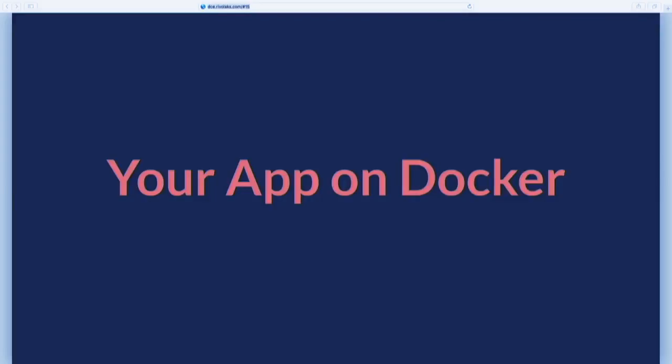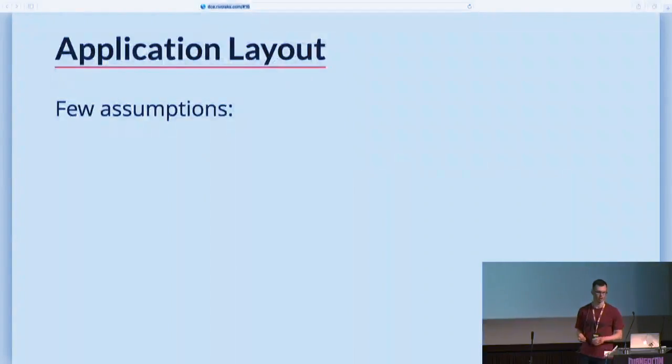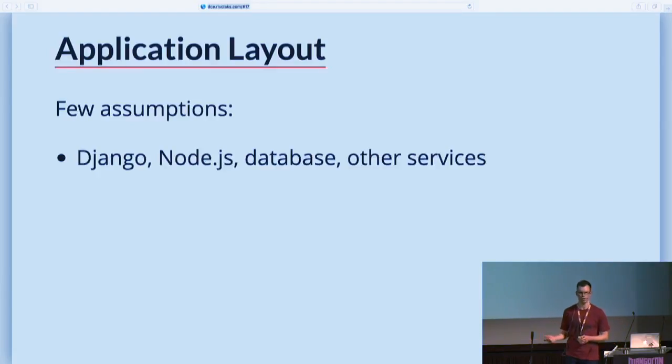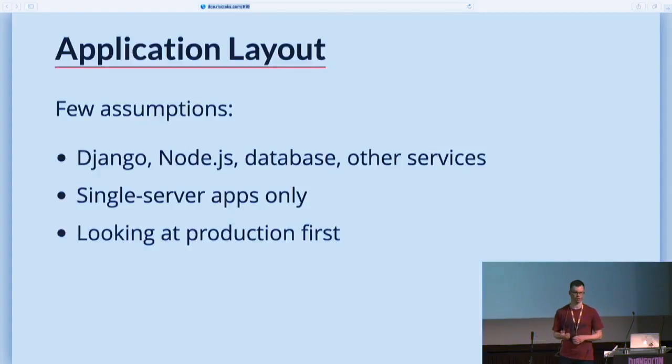And let's continue by taking a look at how we decided to run our applications on Docker. Let's begin by taking a look at the application layout and making a few assumptions about what our applications look like. So we'll be talking about applications that have the Django part. Also, we'll be using Node.js for some front-end bundling. There will be a database, obviously. And then, depending on the application, there might be other services as well. We'll also only be looking at applications running within a single server, so no horizontal scaling. And we'll begin by looking at production and then later compare what the differences are in development.